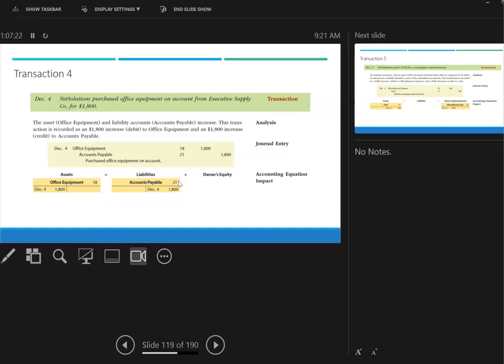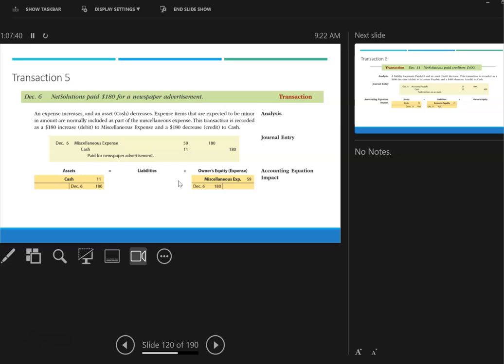Next, Net Solutions purchased office equipment on account from Executive Supply Company for $1,800. Do you see? We debit our office equipment and we credit our accounts payable because we owe the money on account. We post it. Net Solutions paid $180 for a newspaper advertisement. What are we going to do there? Advertising expense or miscellaneous expense, and we credit our cash. Do you see how we're posting it?